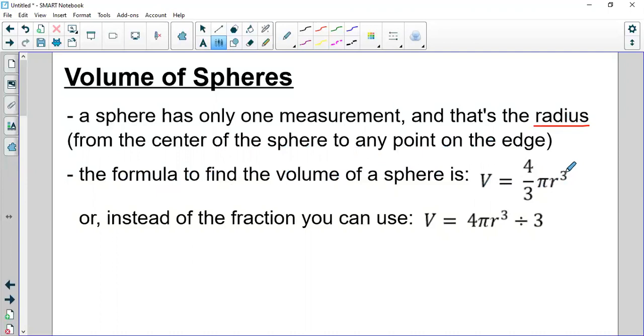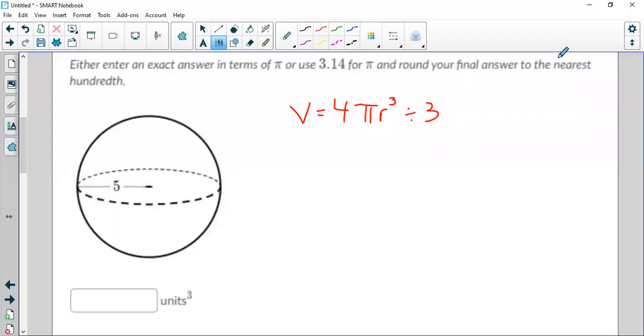But most of you don't particularly like working with a fraction, or you're using a calculator that doesn't have a fraction button. So to get rid of the fraction, we could do 4 times pi times radius cubed, and then divide by 3. So you're multiplying by the 4, and then dividing by the 3. You can just do it in 2 steps. So that's the one I'm going to use every time. I'm going to use 4 times pi times radius cubed, and then divide by 3 to find the volume of a sphere. Let's take a look and see how it works.